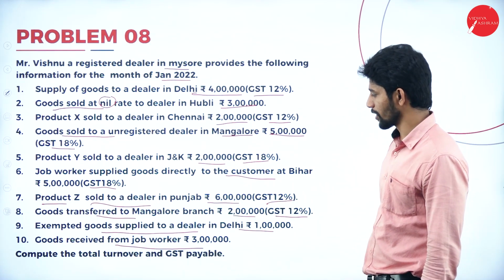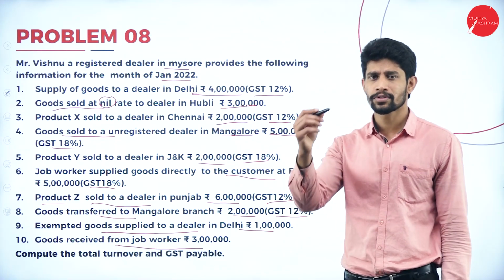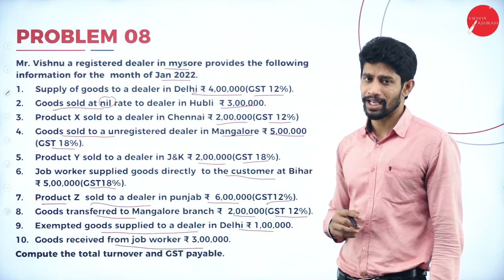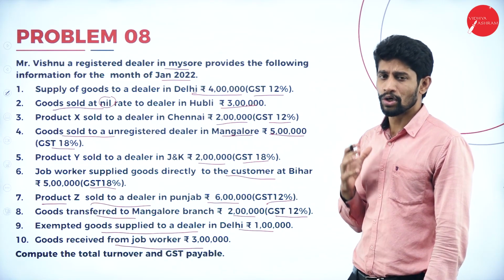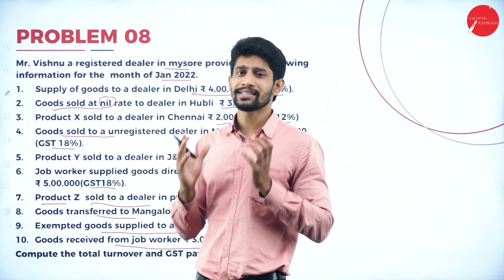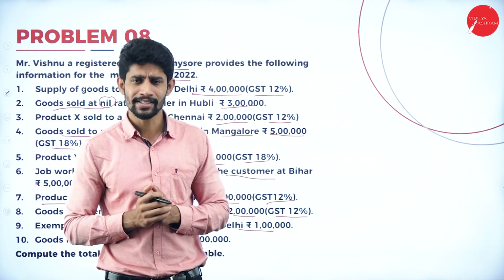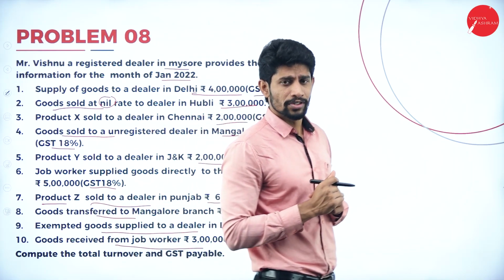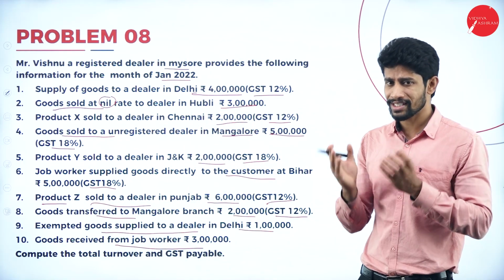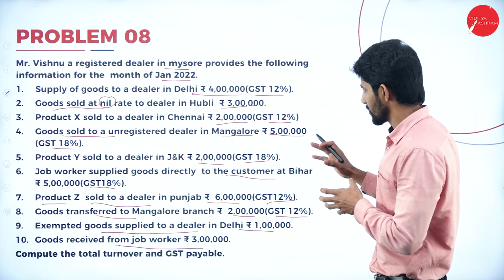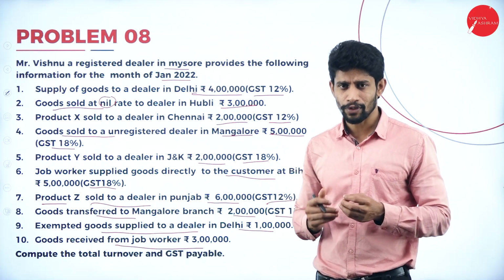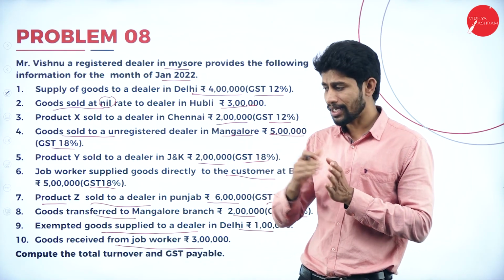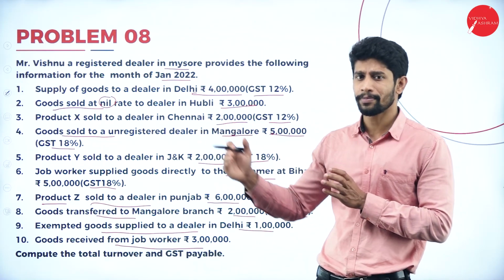Compute the total turnover and GST payable. So we are supposed to compute what is the total turnover and what is the GST payable. What is this total turnover? Total turnover is nothing but the total sales happened. The total sales happened for a particular duration is called total turnover. Sometimes the purchase will also be given. We are not supposed to consider the purchase. Sometimes the transfer of goods from one branch to another branch will be given.